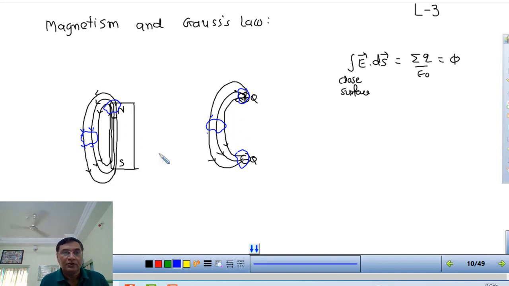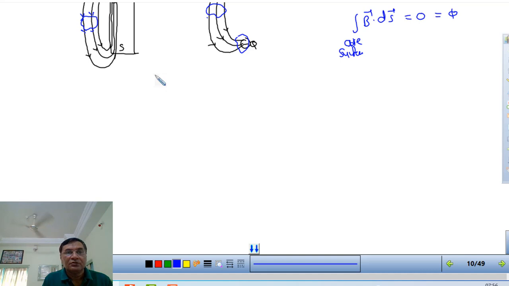It is not like that here. So if you do the integration for a magnetic field over a closed surface, we get 0. It means the flux linked with any closed surface is 0, and here it is not 0. It may be 0, okay, if the positive charge equals the negative charge, it becomes 0. And here such a question does not arise, because north always comes with south. So that is the main difference between electric dipole and magnetic dipole.